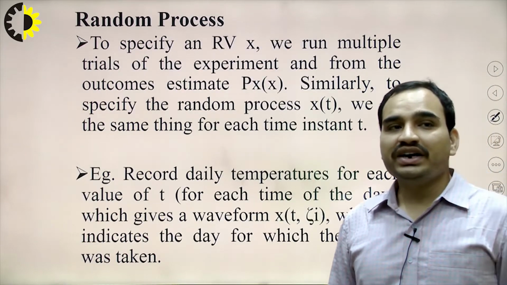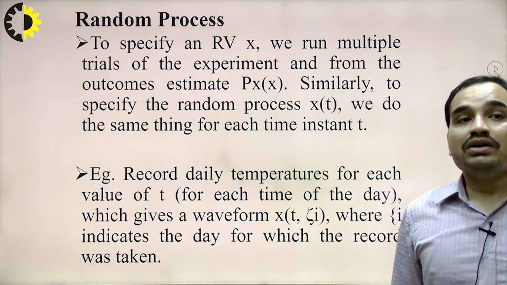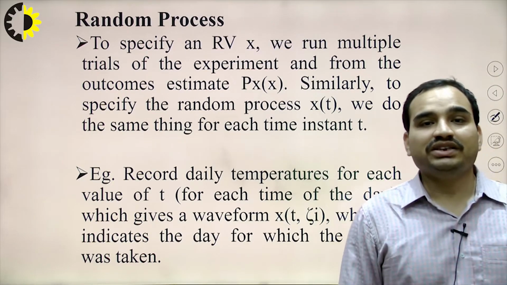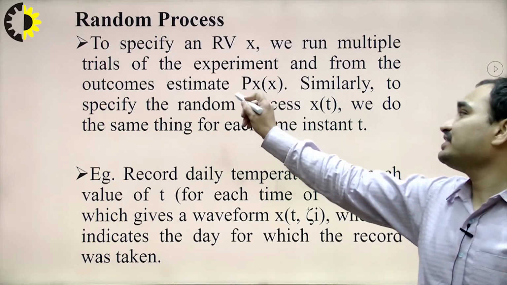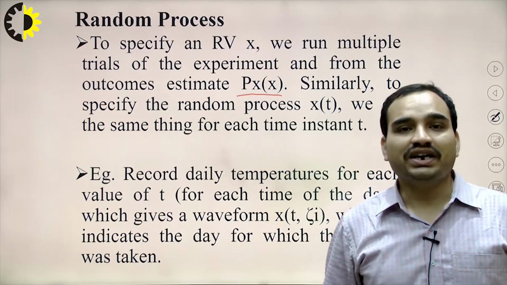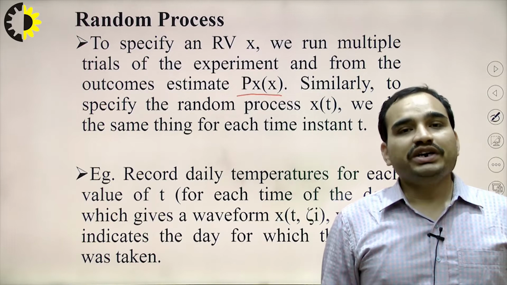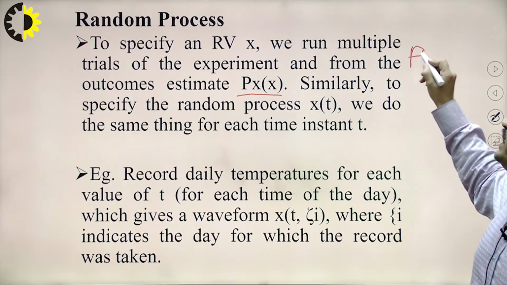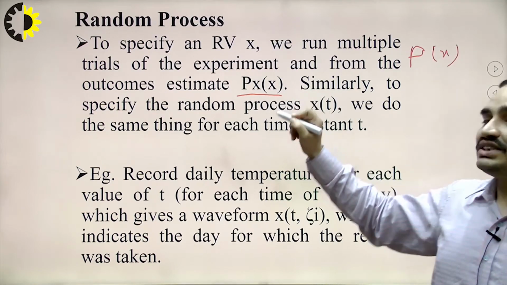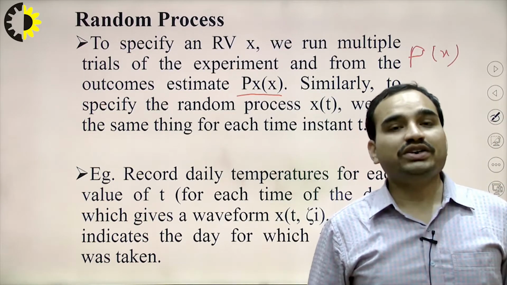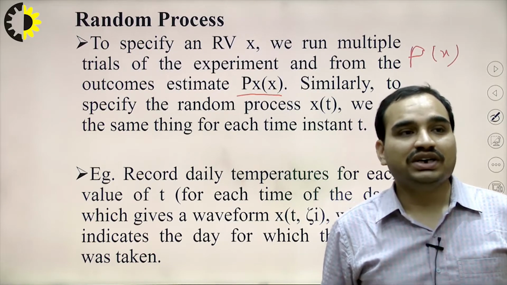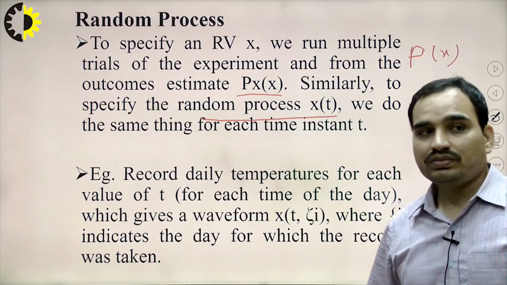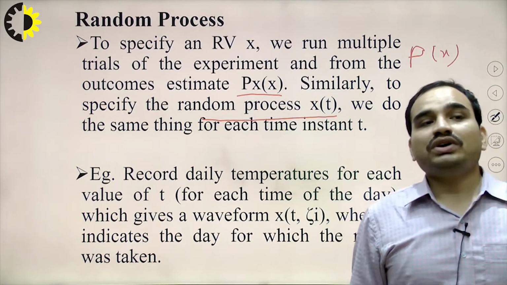To specify a random variable, we run multiple trials of an experiment and, from the outcomes, estimate the P of x. What is this P of x? We have discussed this in our previous lecture as well. It is nothing but the cumulative distribution function. If we use a small p, it will be the probability density function. So it estimates the cumulative distribution function, that is, the CDF. Similarly, we specify the random process x(t), and we do the same thing for each time instant.